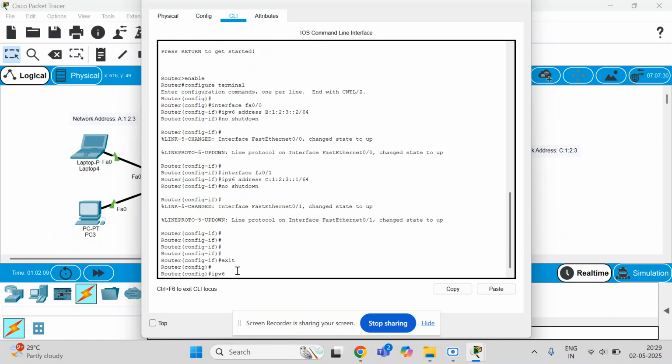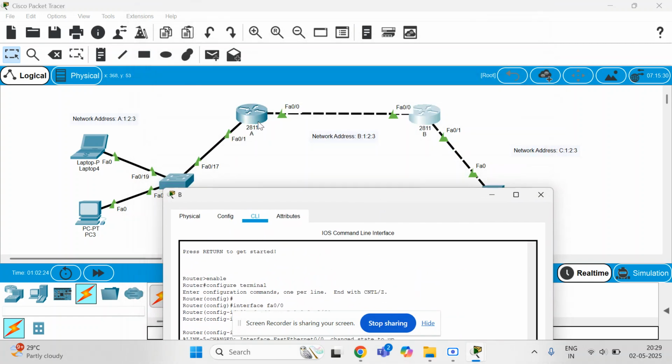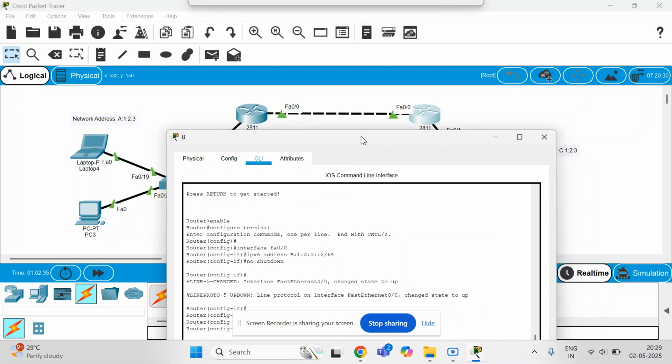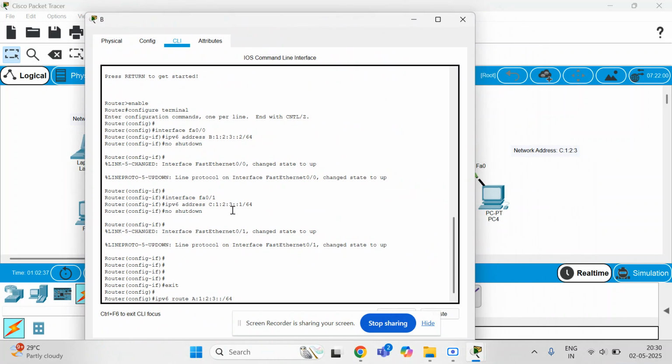Now ipv6 route, destination network is A, 3 colon colon slash 64. Next hop IP address is which one? Now this one. Router A's FA0/0 port acts as the next hop IP address because this port is connected with router B's FA0/0 port. So FA0/0 port of A acts as the next hop IP address. Its address is B colon 1 colon 2 colon 3 colon colon 1.